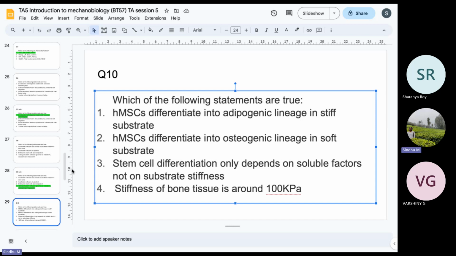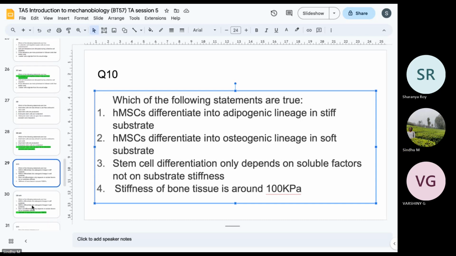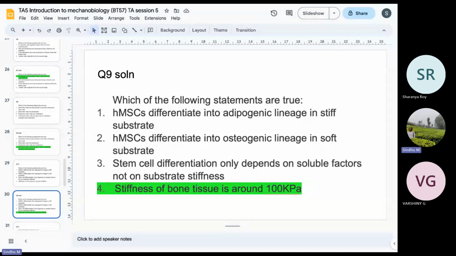And option 4 is correct. Bone is a very stiff tissue with a stiffness around 100 kilopascal, compared to the brain, which is around 1 kilopascal. It is very soft. And option A is not correct because in soft substrate it will differentiate into adipogenic, and in stiff substrate it will differentiate into osteogenic. So for the 10th question, the correct answer is option D.